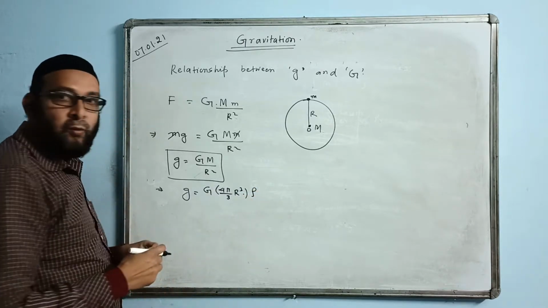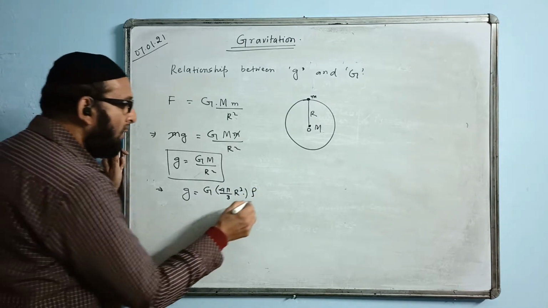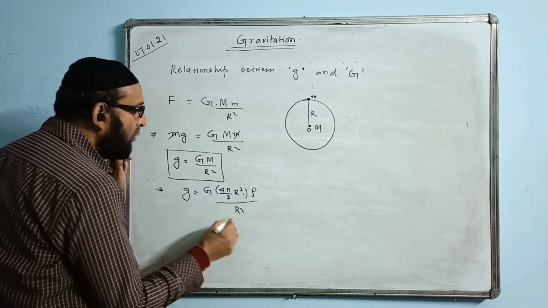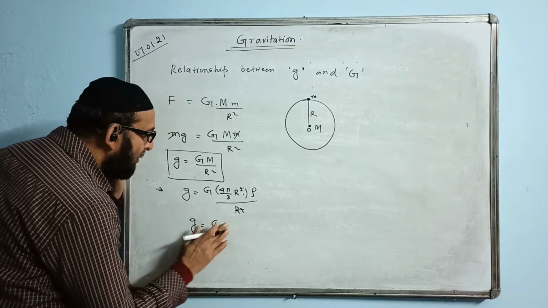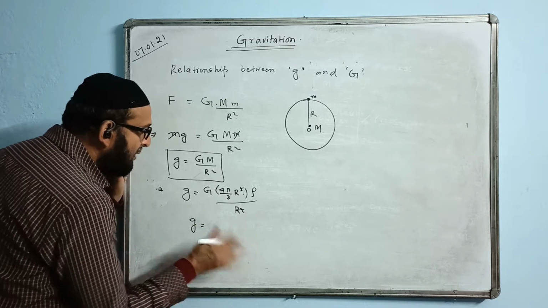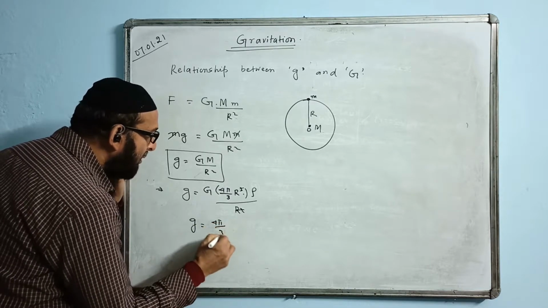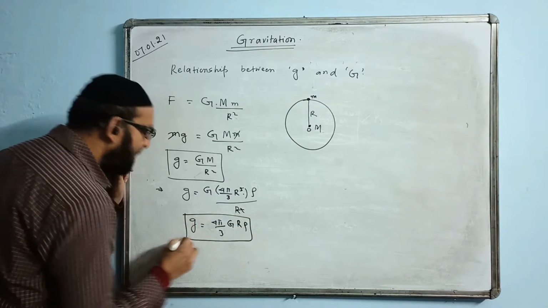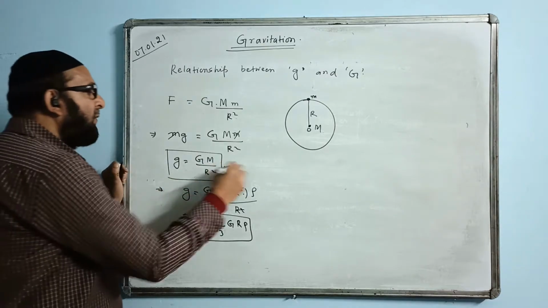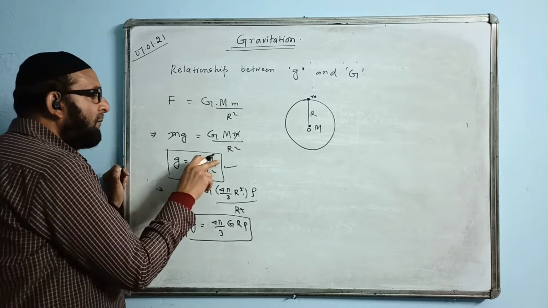This is called rho, density denoted by rho. And the denominator is r square. This r square, this r will cancel, and we get the answer: g is equal to 4 pi by 3 G r rho. This is the relationship. So this relationship we have between g and G in terms of mass of the earth.